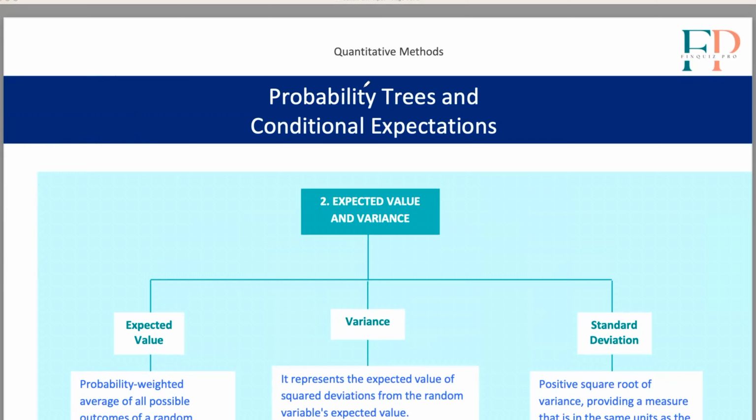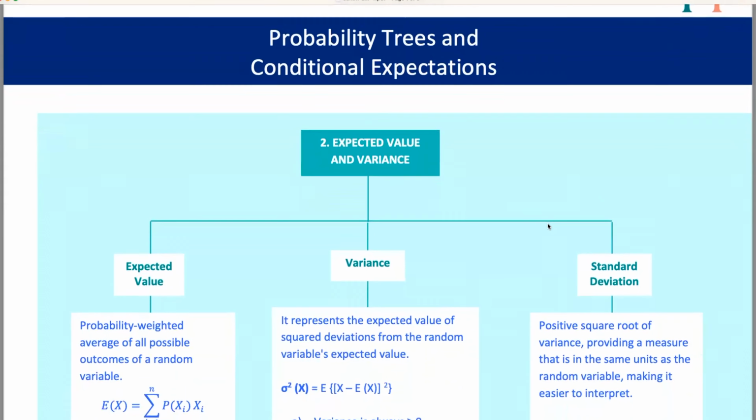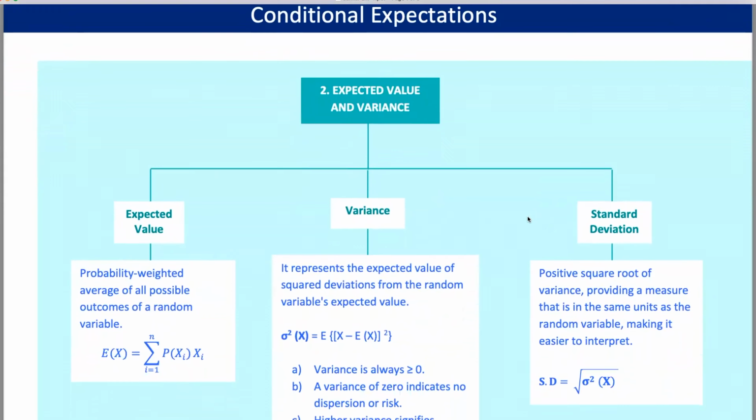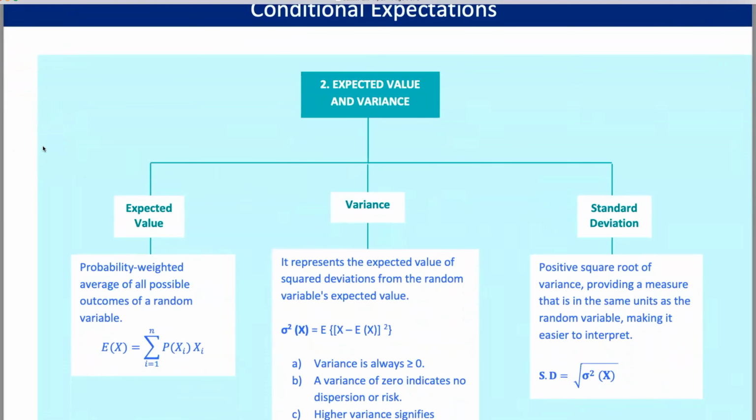All right, everyone, let's get started with today's session on probability trees and conditional expectations. This topic is crucial not just for your CFA exams, but also for understanding risk management in real-world finance. We'll break it down step by step, so by the end, you'll be comfortable with the concepts and their applications.